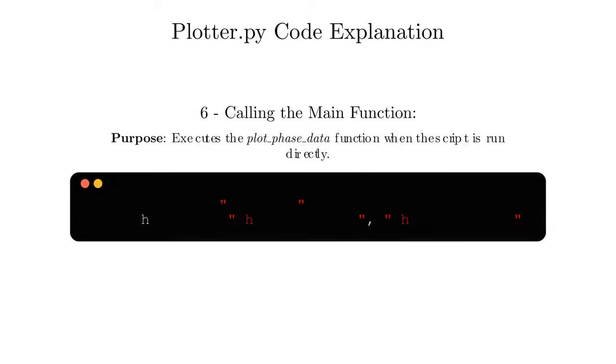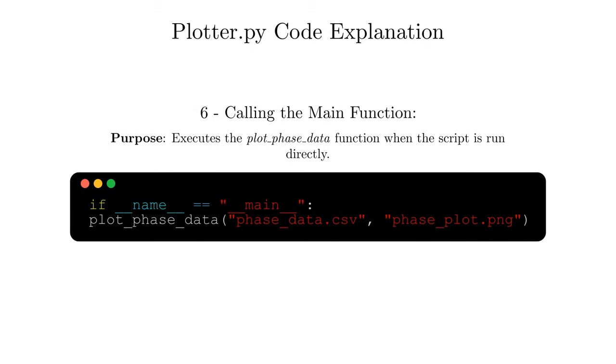Step 6. Calling the main function. Purpose: checks if the script is being run directly, and not imported as a module, and executes the plot_phase_data function. plot_phase_data(phase_data.csv, phase_plot.png) specifies that the function should read from phase_data.csv and save the output plot as phase_plot.png. Summary: this script is designed to read a 2D phase array from a CSV file using pandas, visualize the 2D phase data as an image using matplotlib, and save the resulting plot as a PNG image.